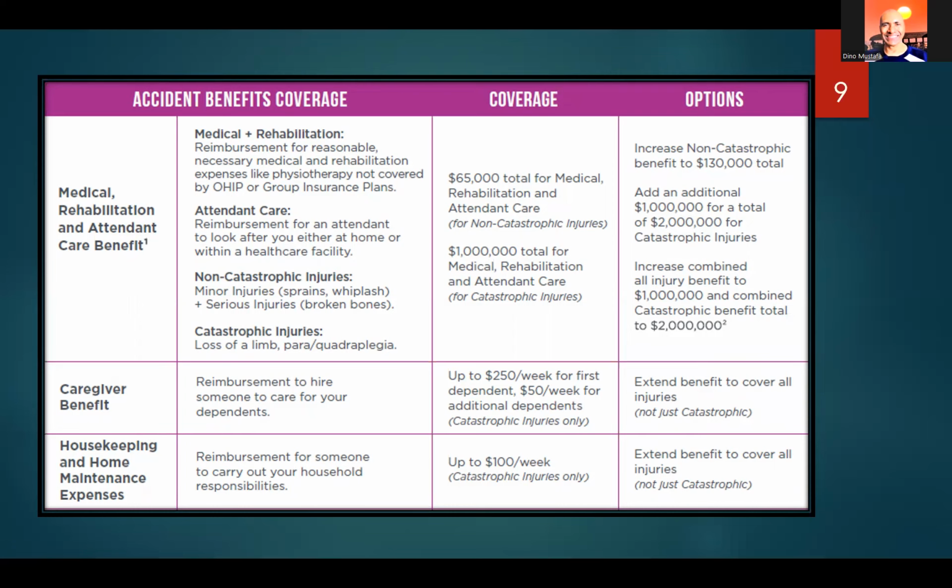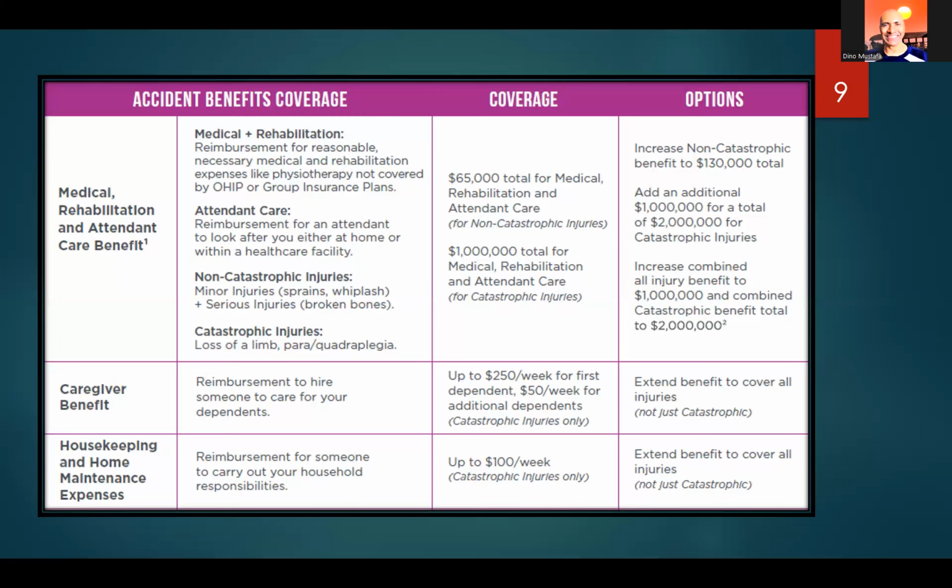I like the chart. I use this in my work for training staff. They laid it out very nicely here. So medical rehab attendant care benefit, there's an explanation. The second column, there's a little explanation which I like. For example, reimbursement for reasonable and necessary medical and rehab expenses like physical therapy, not covered by OHIP or group insurance plans. Because the automobile policy, always remember, will be the last policy to respond. Because the adjuster will find out if you have any other coverage through your employer, and that will respond first, okay?